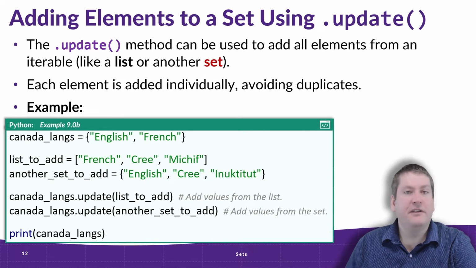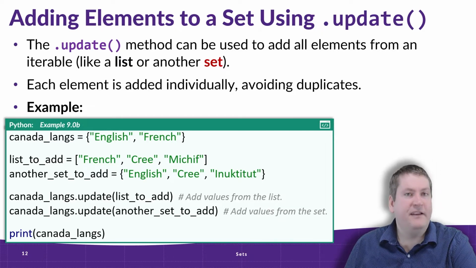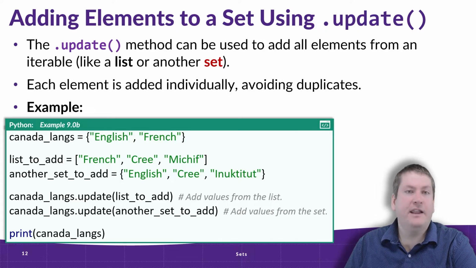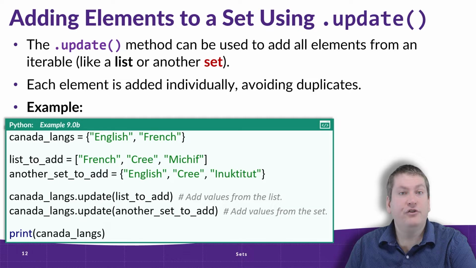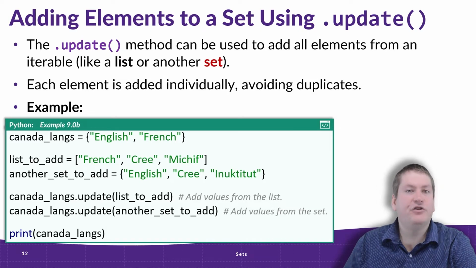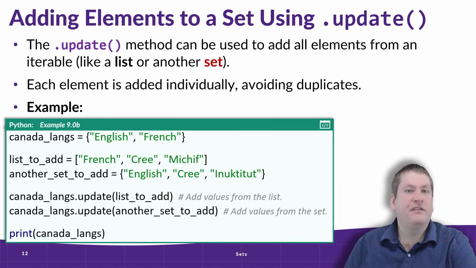This is very similar to the last example, except we're using the update method and adding another list and a set. So in this case, we're starting off with the same set, Canada Langs, and it has a string for English and a string for French. We then define a list called list to add. It's going to contain French, Cree, and Michif. And then we have another set to add, which is another set, and it's going to contain the strings English, Cree, and Inuktitut.